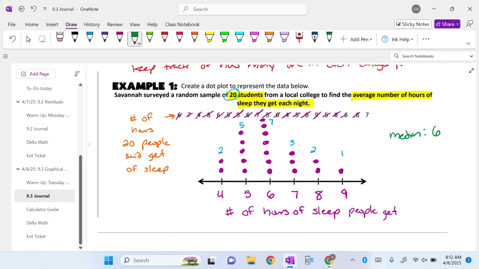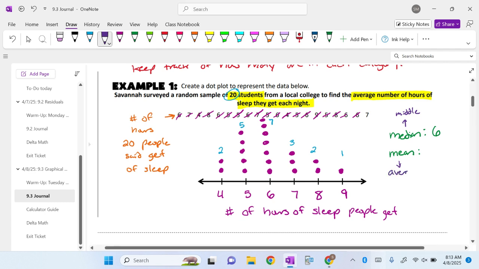Now, our mean. What does it mean by mean? So what are we trying to find? We're trying to find the mean. So median is the middle. Mean is the what? Right. You add them all up, divide by how many there are. What's the word for that? It starts with an A. Average. So mean is another name for average.